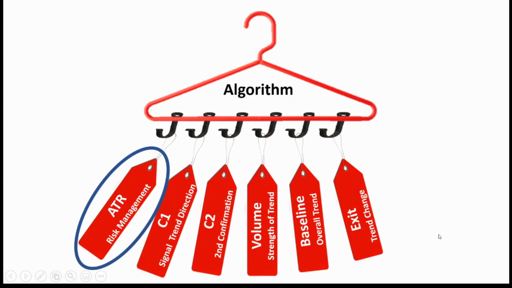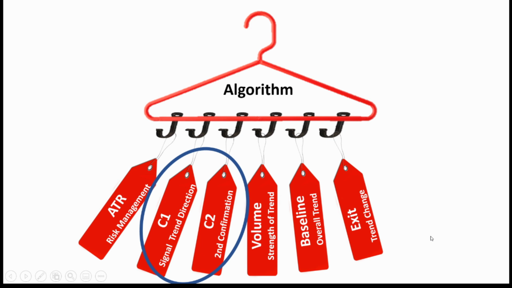So in an earlier segment, we talked about the algorithm, which is the set of tools or indicators that we put together in order to trade using the No Nonsense Forex method. I already discussed the ATR, or the average true range, which is the indicator we use for our risk management to make sure that we're not overextending ourselves. And in this session, I'm going to be focusing on the C1 and the C2. Again, those are the two trend indicators. One is the signal and trend direction, and the other is a confirmation.